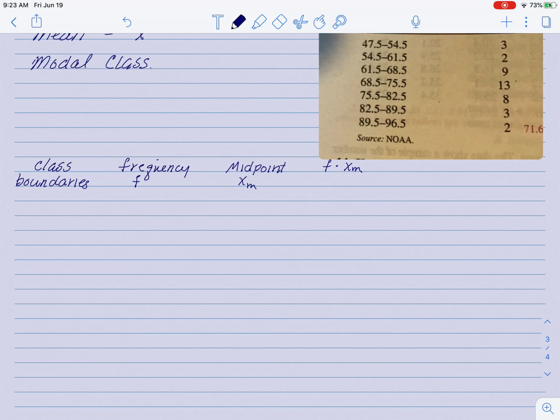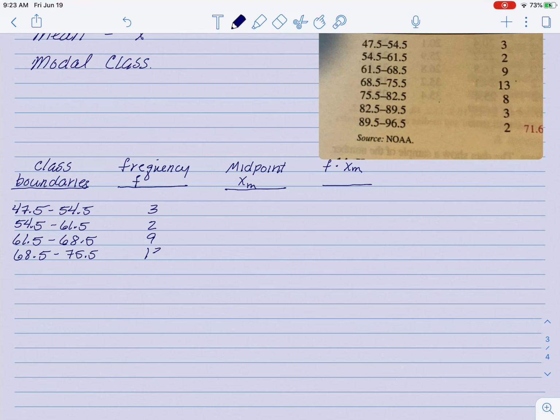So let's write down some of these things that we have. For this example, we have 47.5 to 54.5, and the frequency is 3, 54.5 to 61.5, and the frequency is 2, 61.5 to 68.5, the frequency is 9, 68.5 to 75.5, the frequency is 13, 75.5 to 82.5, we get 8, 82.5 to 89.5, and that's 3, 89.5 to 96.5, and that's 2.